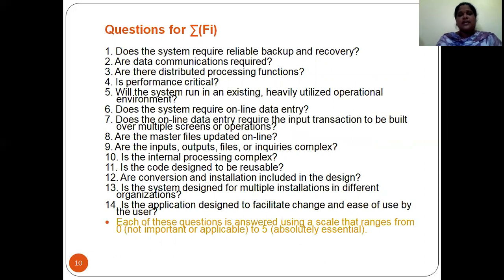Now, what questions generally arise when you are calculating the function point? These are the questions. First, does the system require reliable backup and recovery? Are data communications required? Are there distributed processing functions? Is performance critical? You should check whether the performance is critical or not. Is the system running in an existing, heavily utilized operational environment? Is online data entry taken, are input transactions taken, are master files updated, are there input output files, inquiry components? These are the various questions which arise when you are questioning for sigma of Fi.